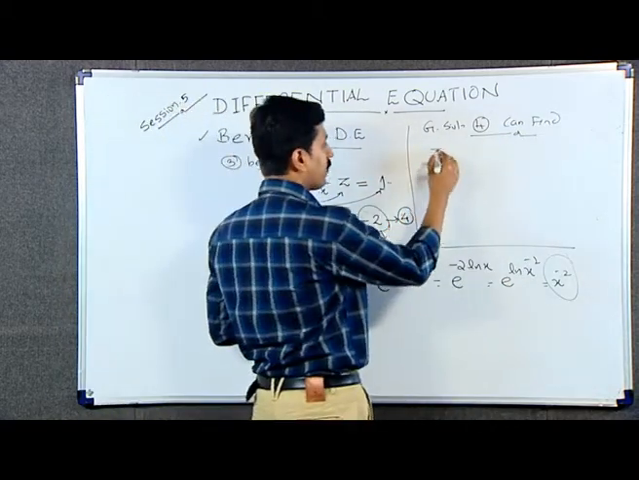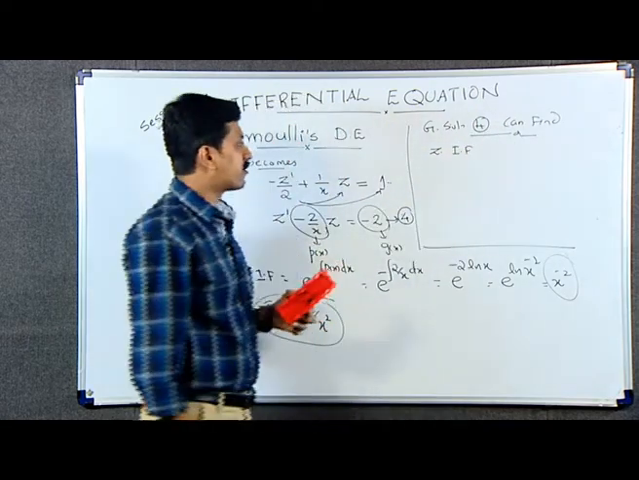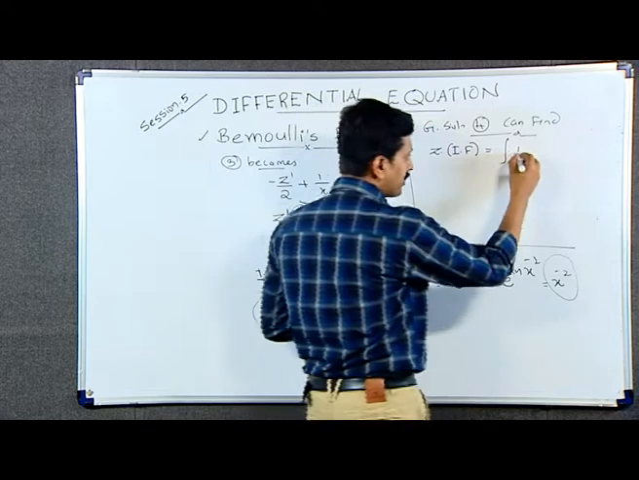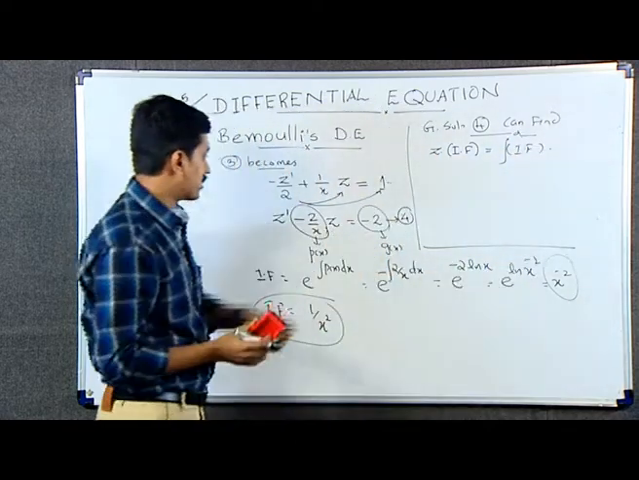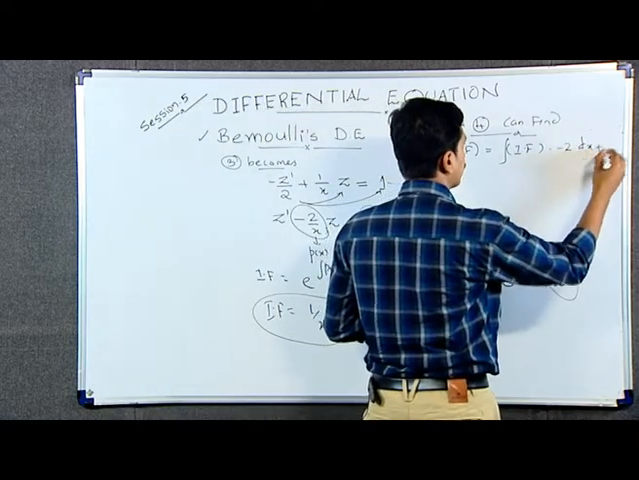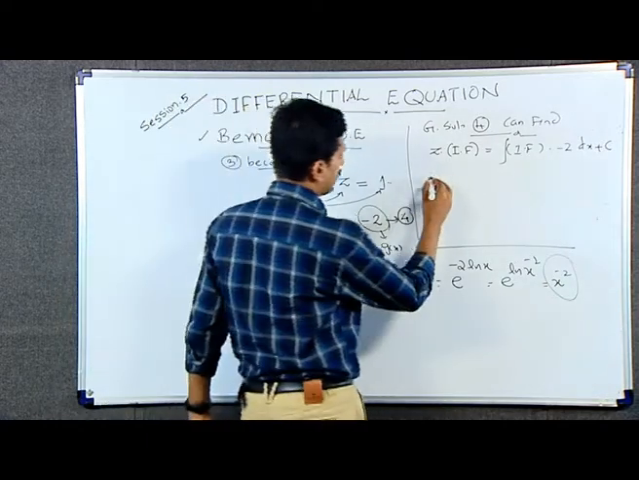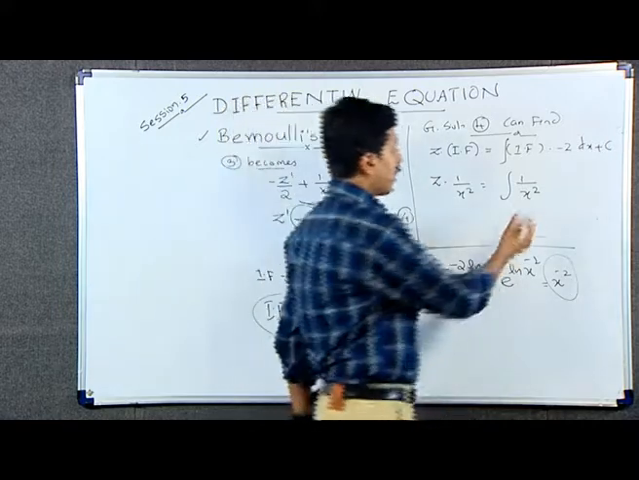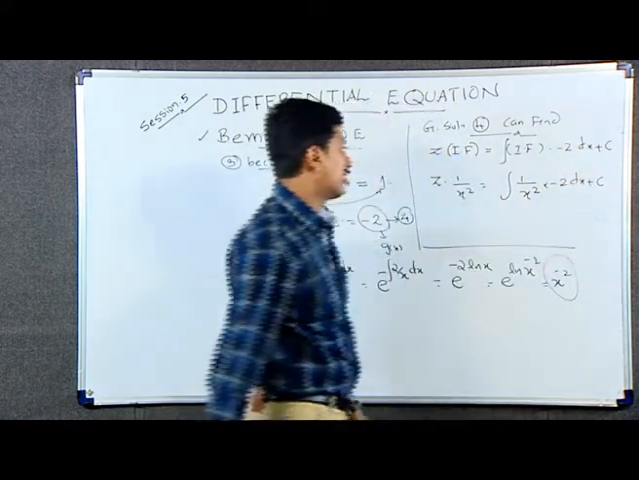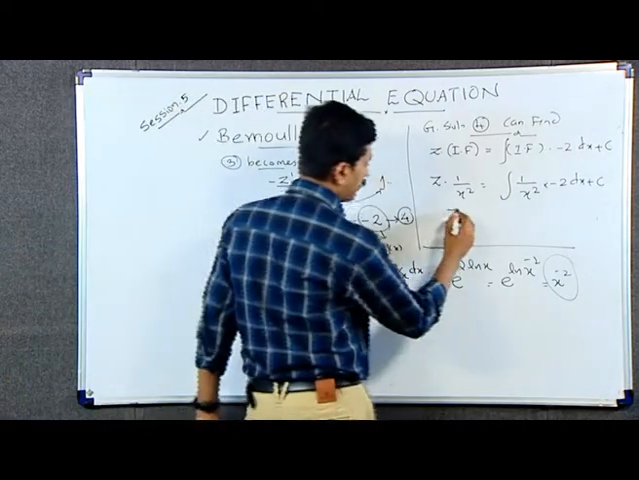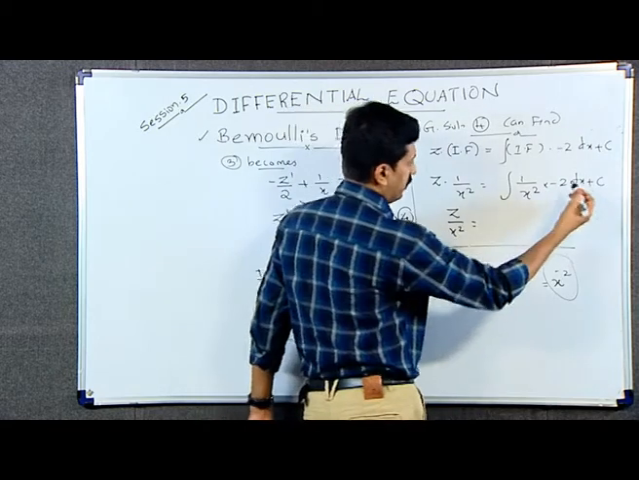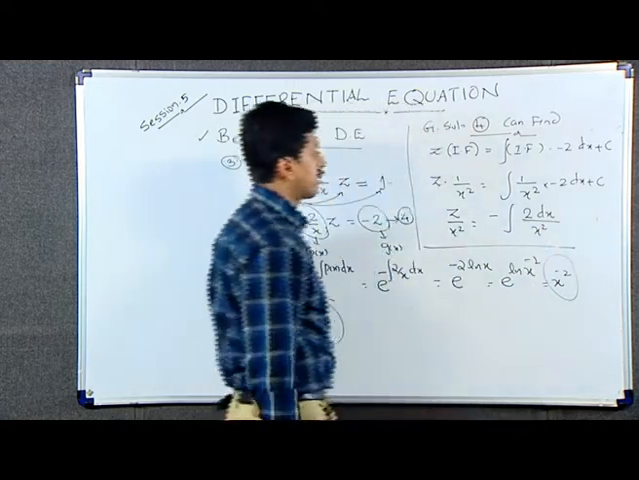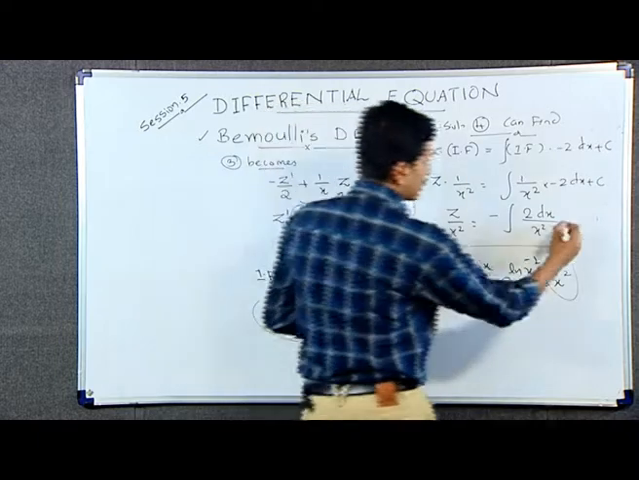How can we find the general solution of 4? We have the formula, as we discussed earlier, but instead of y, here we are taking z into integrating factor, which is equal to the integral of integrating factor into g of x. Actually, here g of x is minus 2, dx plus c. Now, z into integrating factor, 1 by x square, is equal to integral of 1 by x square into minus 2 dx plus c. So, z by x square is equal to minus integral of 2 dx by x square plus c.